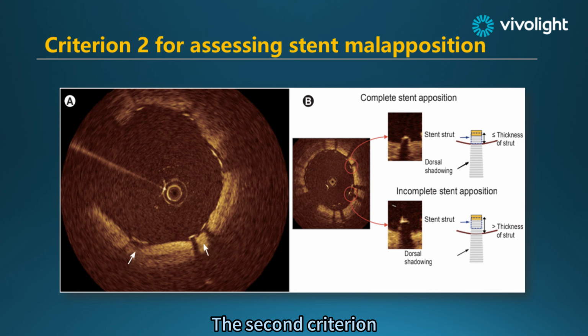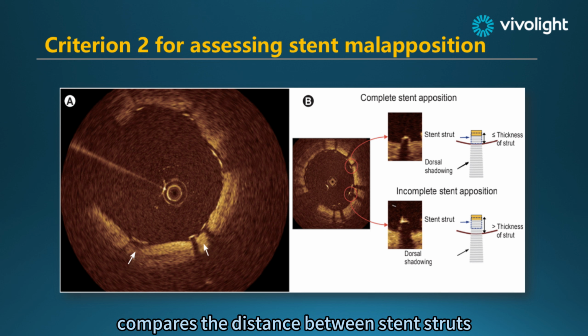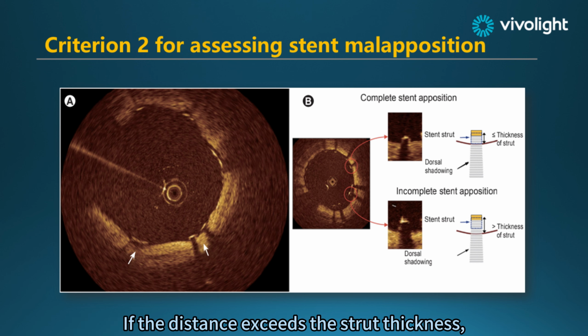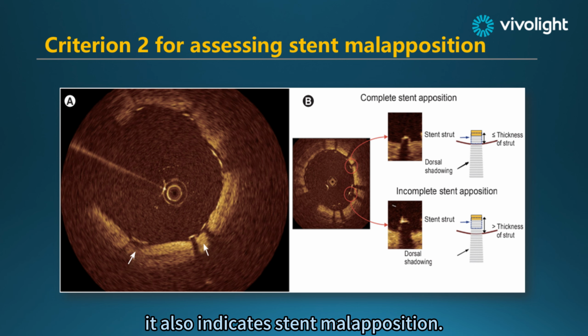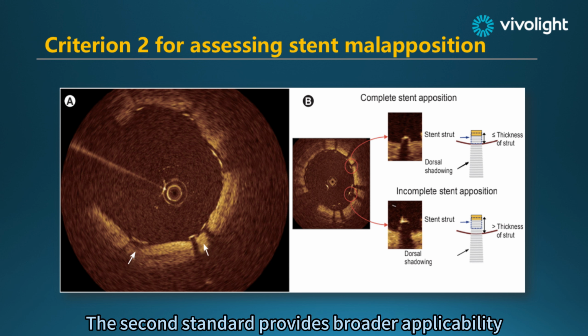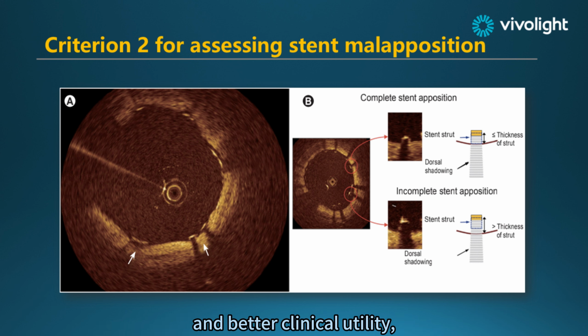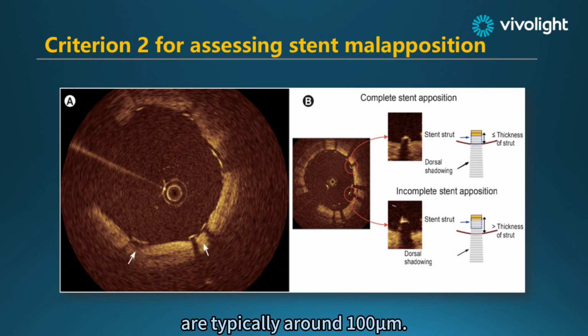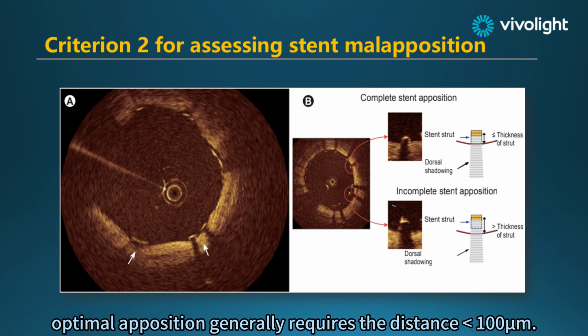The second criterion compares the distance between stent struts and the intimal surface with the thickness of the struts. If the distance exceeds the strut thickness, it also indicates stent malapposition. The second standard provides broader applicability and better clinical utility, as it facilitates easier detection. The strut thickness of the current stent platforms is typically around 100 micrometers. Therefore, in clinical practice, optimal apposition generally requires the distance to be smaller than 100 micrometers.